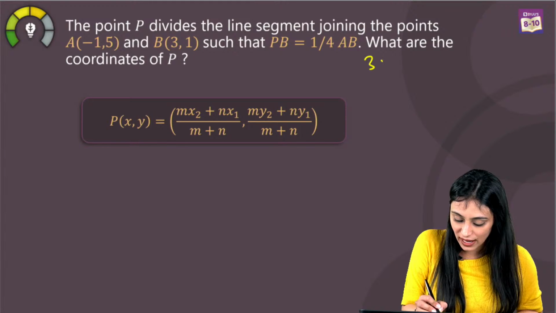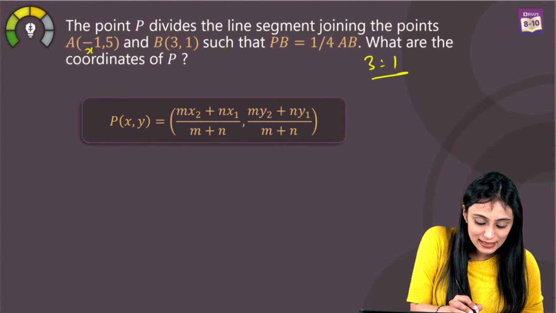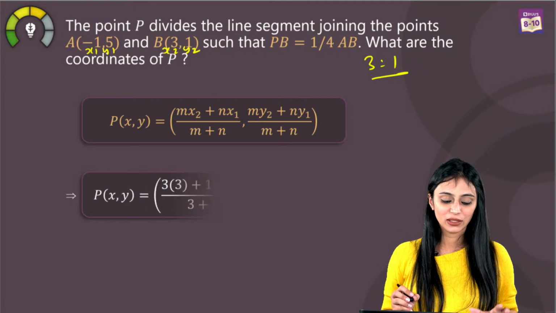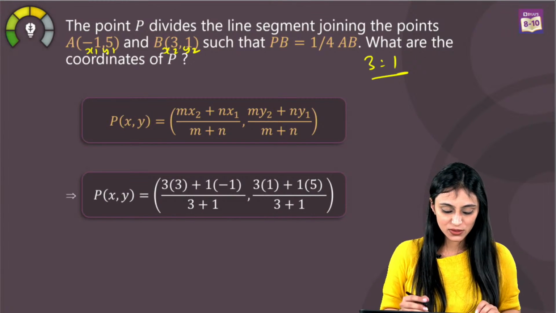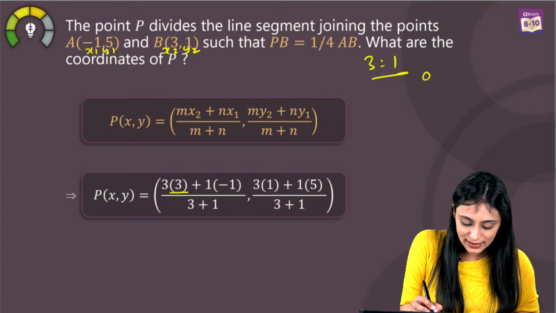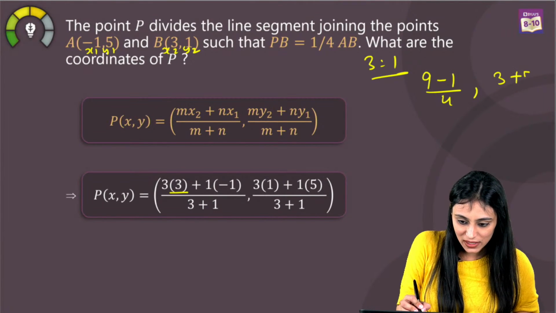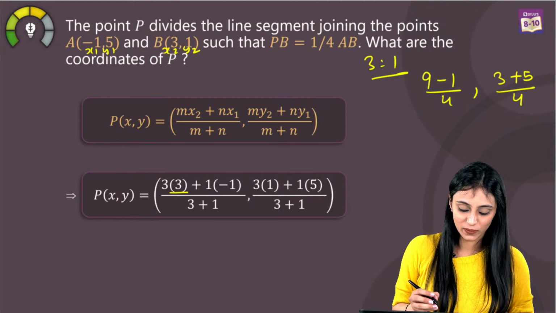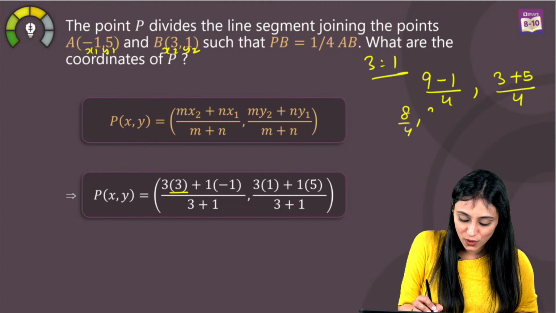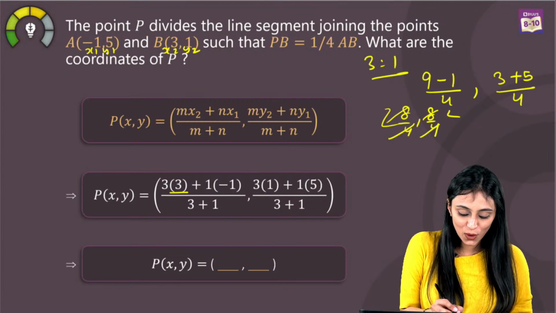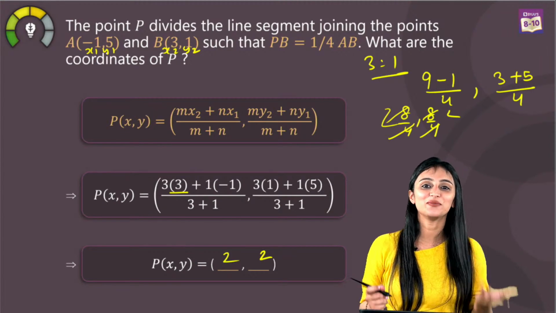The ratio that we had was 3 is to 1. This is x1, y1. This is x2, y2. Let's put all of them here. Simply just substitute the values. What do we get? That's 3 times 3, that's 9, minus 1 by 4. 3 times 1 is 3, plus 5 by 4. So we have 8 by 4, comma 8 by 4. You cancel this out and you get 2, 2. Those are the coordinates of P over here.